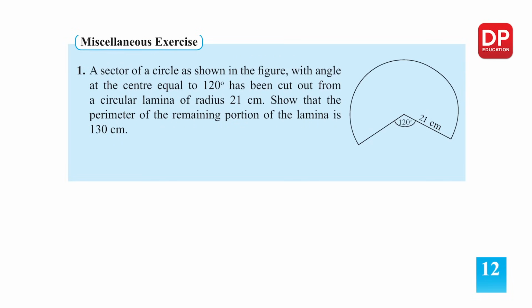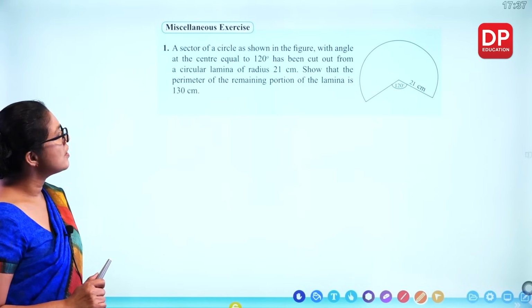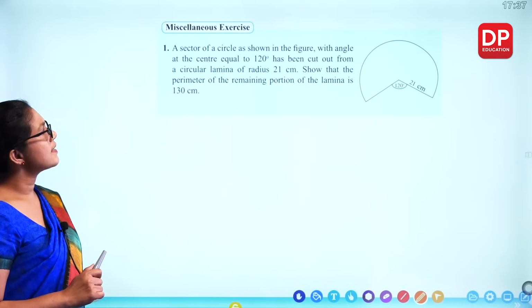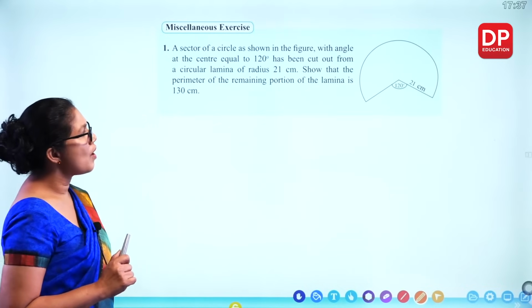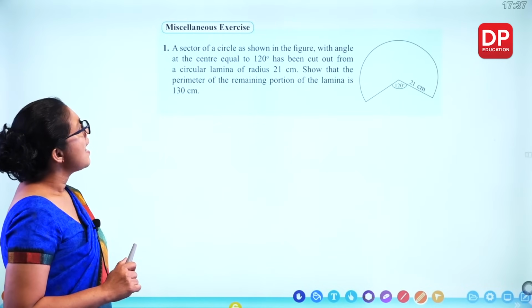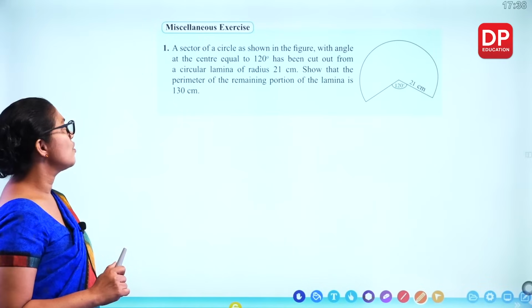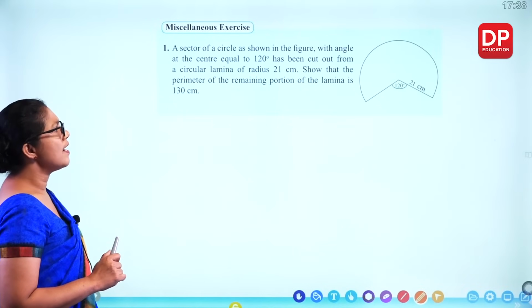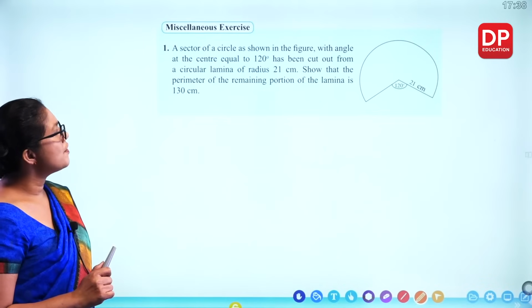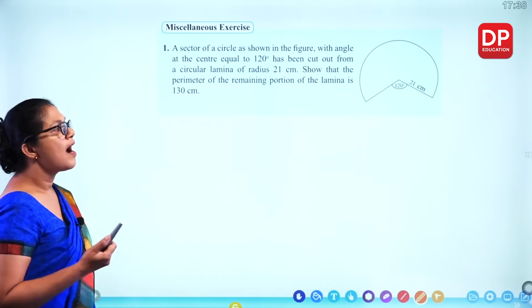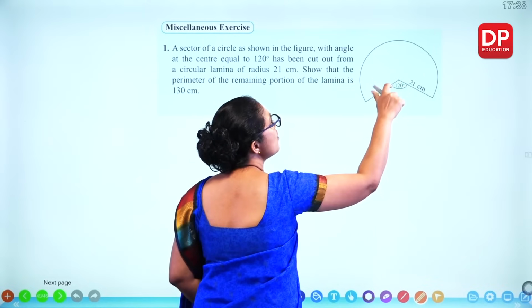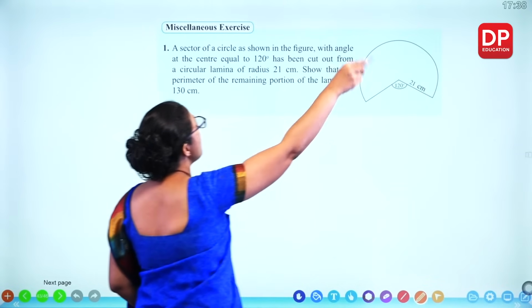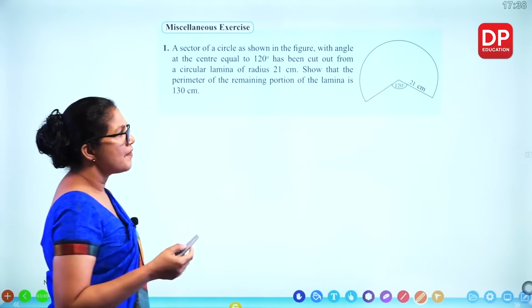Now we'll look at the miscellaneous exercise in your textbook. So in the first question, it says a sector of a circle as shown in the figure with angle at the center equal to 120 has been cut out from a circular lamina of radius 21. Show that the perimeter of the remaining portion of the lamina is 130.